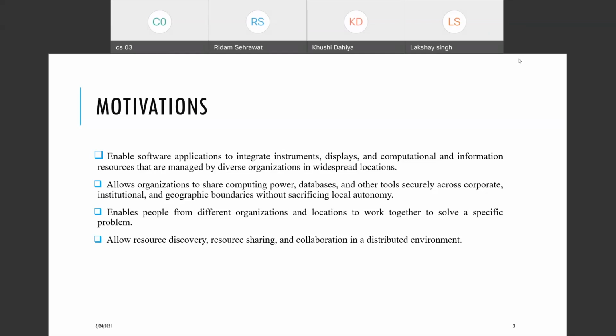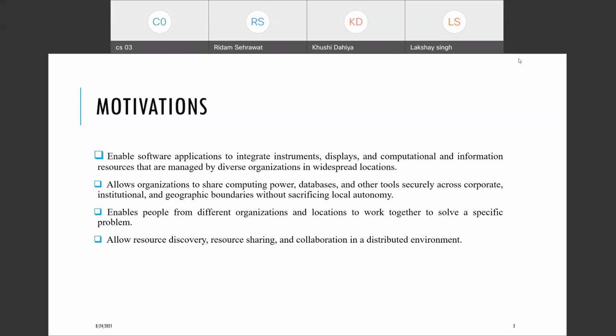Fine. Next, beta, what can we have? Another possible advantage is that organizations can share their computing power. They can share their computing resources. They can even share their databases, or they can have tools that are secure, providing security to all the corporates, all the institutes, or all the organizations that are using your grid.